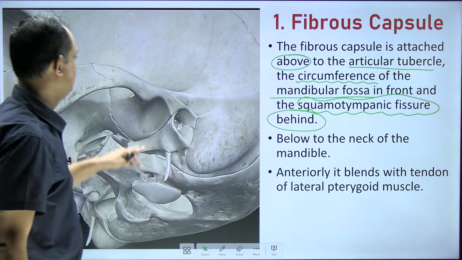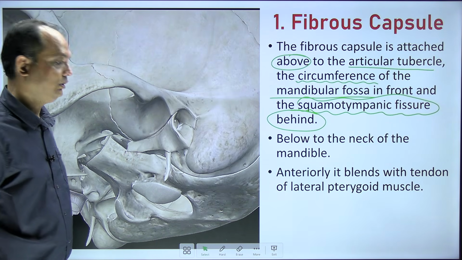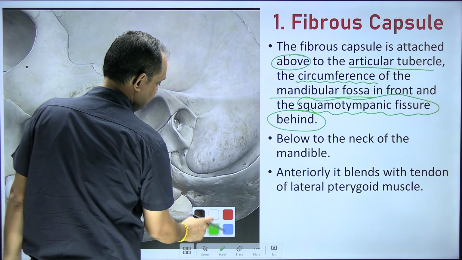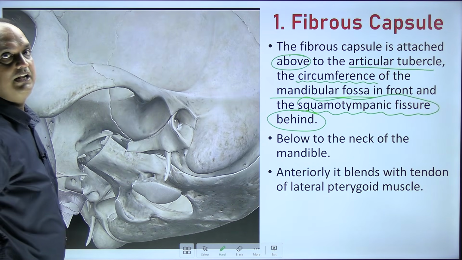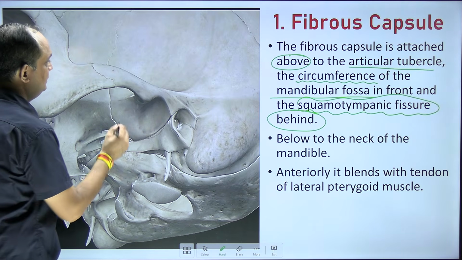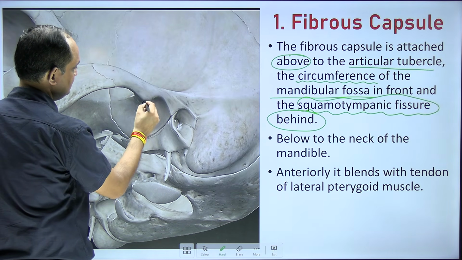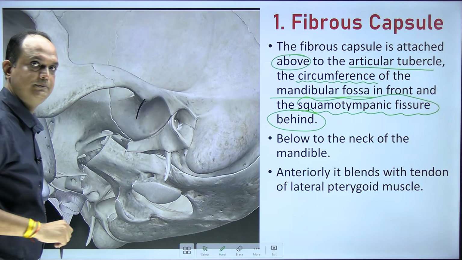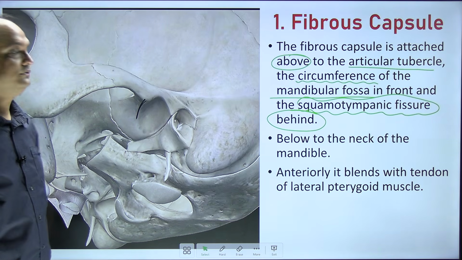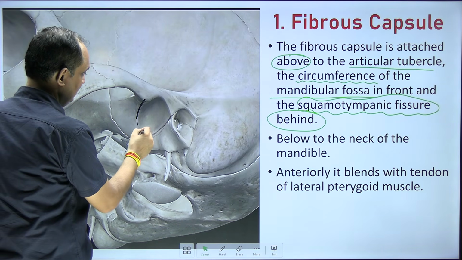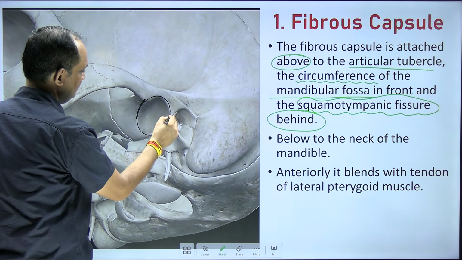If you see this image, and if you have to draw the attachment of the capsule, we will start the upper attachment from the articular tubercle. So this is the articular tubercle. First, this is the one attachment. Second is the circumference of the mandibular fossa. So it will attach on the circumference of the mandibular fossa.